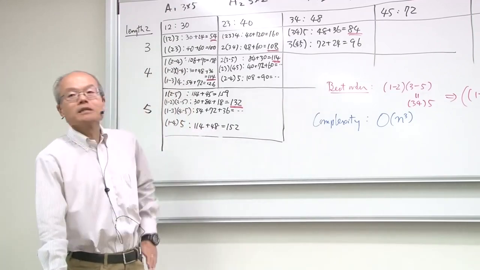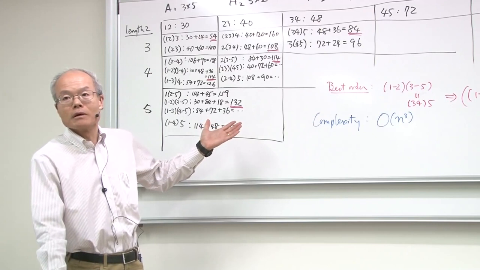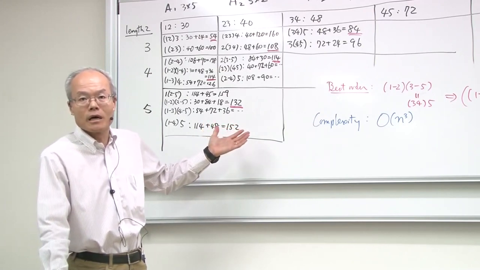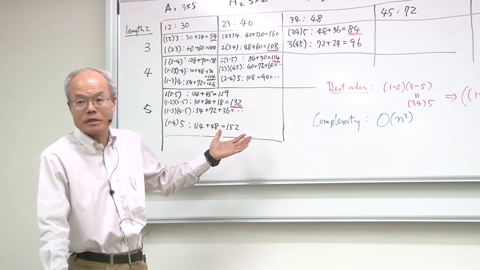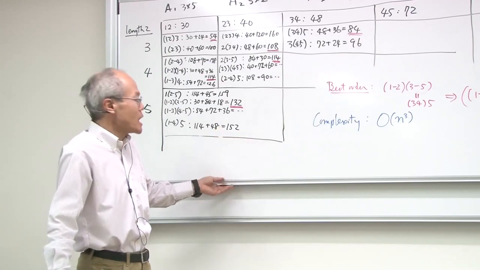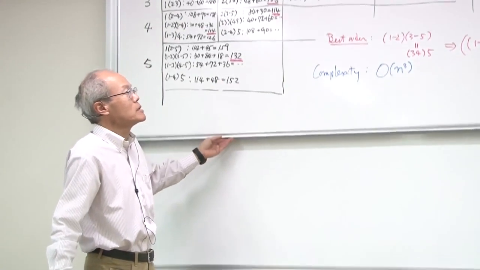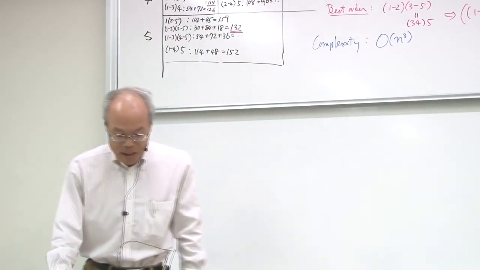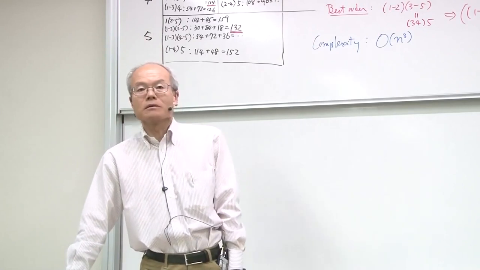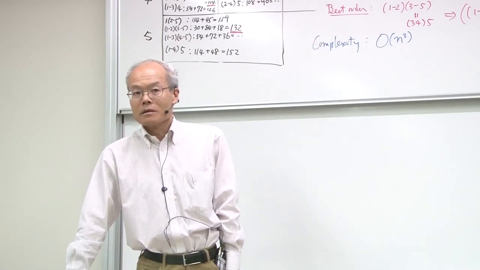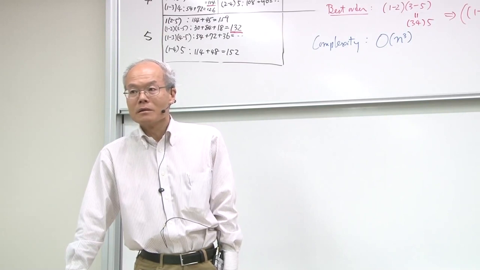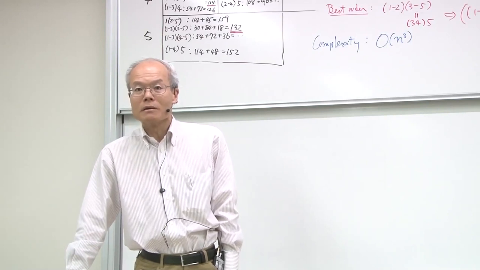So this is a standard example, a very famous example explaining DP, dynamic programming. So we are done about dynamic programming, and then let's go to the third technique. Do you have any questions so far? Okay, good.